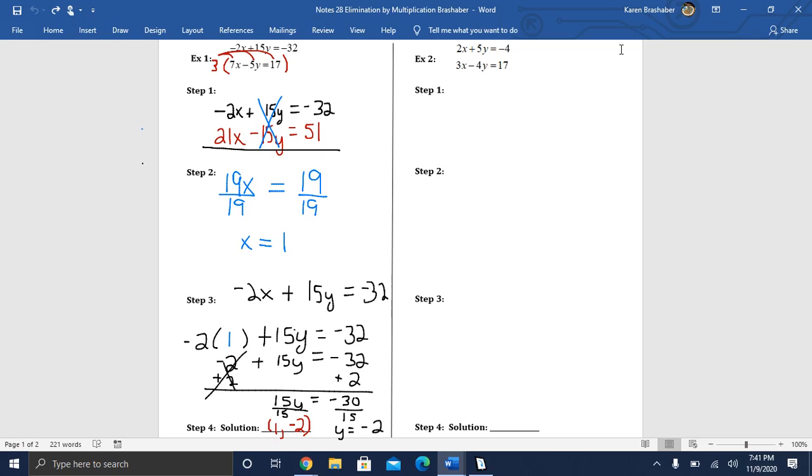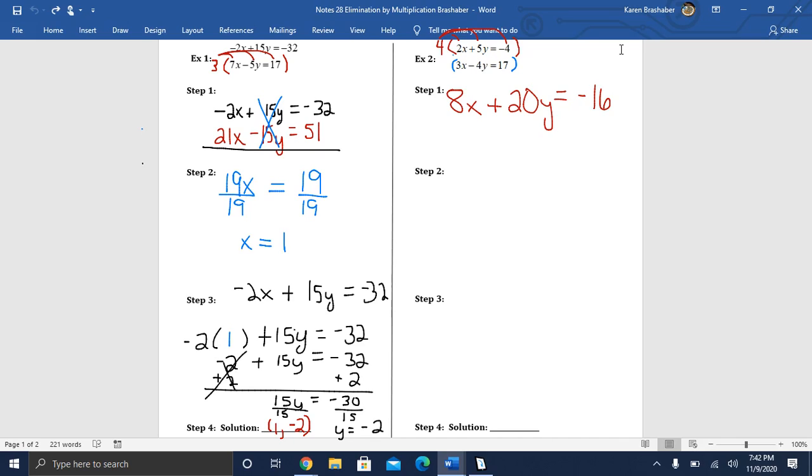So I have to think, what is a number that both 5 and negative 4 would divide into? That number is 20. If I take 4 times 5, I will get 20. So I'm going to take that top equation and multiply everything by 4. Again, distributing, 4 times 2x is 8x. 4 times positive 5y is positive 20y. Then our equal sign, and 4 times negative 4 is negative 16. Then we'll take the bottom equation. Now I'm trying to get negative 20.